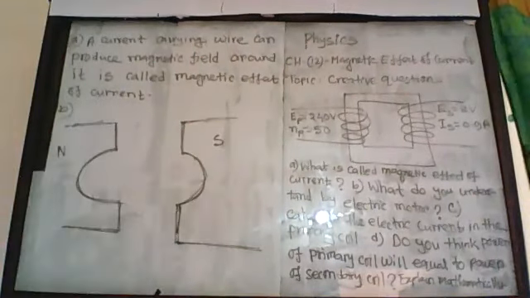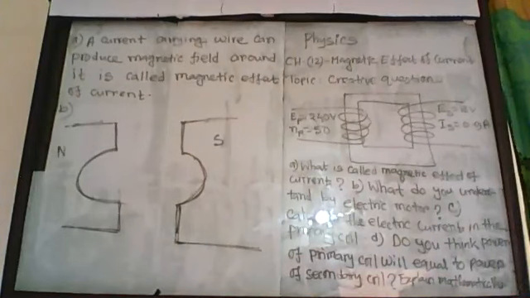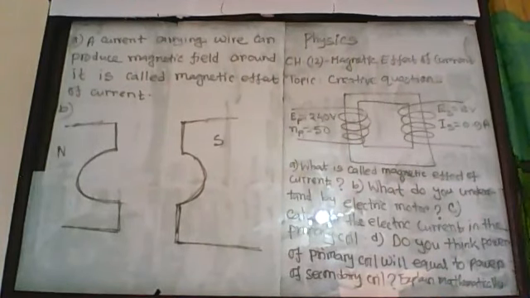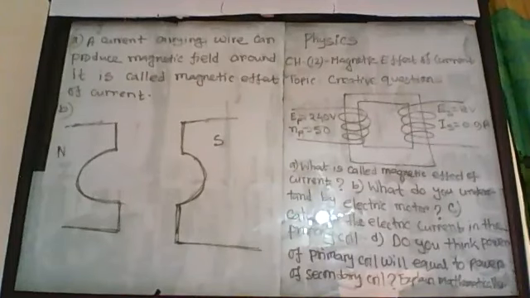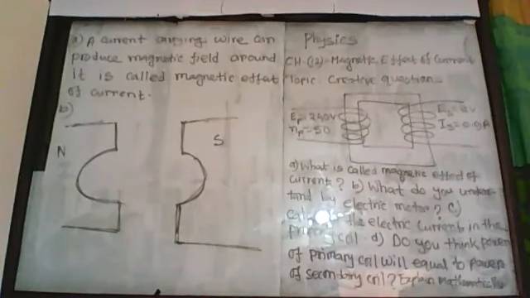You see, if you take the north pole and south pole very close to each other, then these two poles can produce a magnetic field around them, and this magnetic field indicates that they can throw the magnetic lines of force.